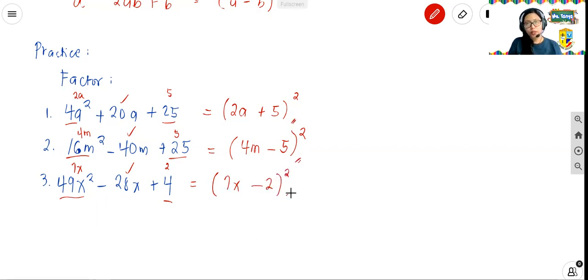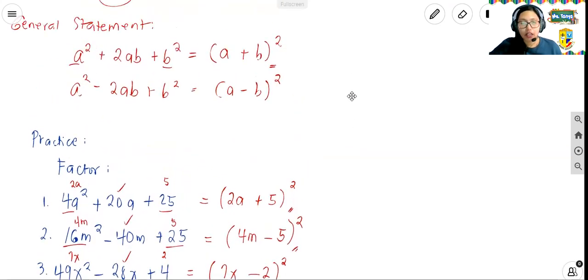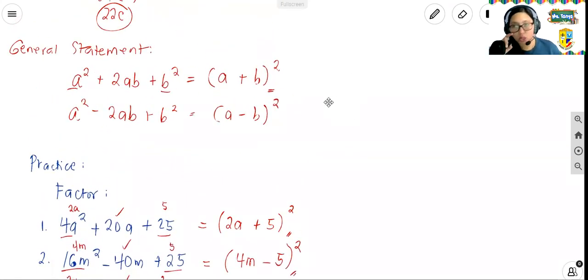So I hope that you were able to understand how to factor a perfect square trinomial. Just remember this general statement. If the given expression follows this pattern, the one on the left, then you can factor it using the pattern on the right.